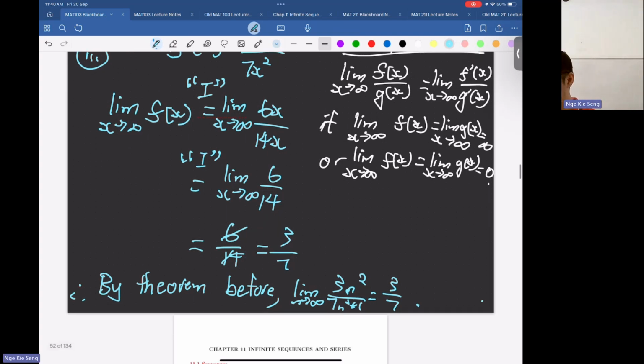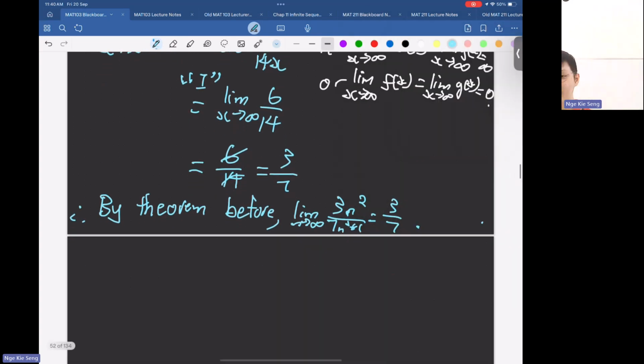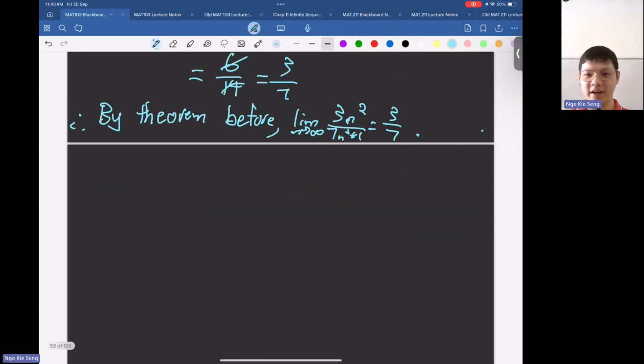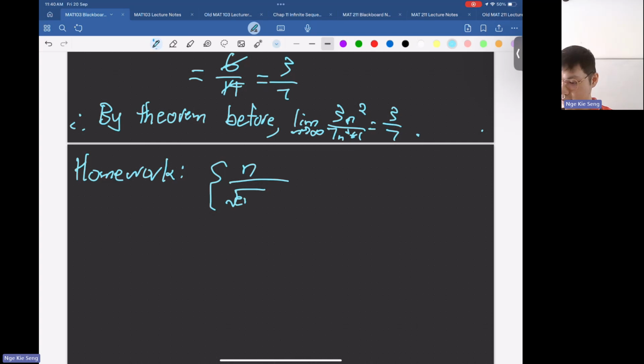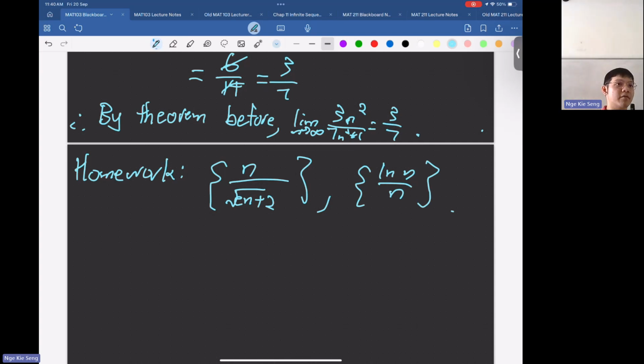Okay, in this case, let's skip the next two examples. If you see in your handout, you will see a sequence of n over the square root of n plus 2, and also the other sequence ln n over n. So I leave these two as homework. I will provide solutions also. Try to do it at home. Make sure that you know what you need to use, what you can use.